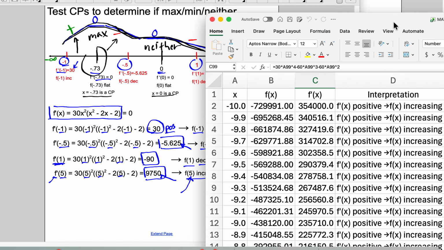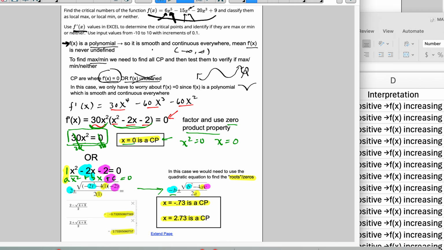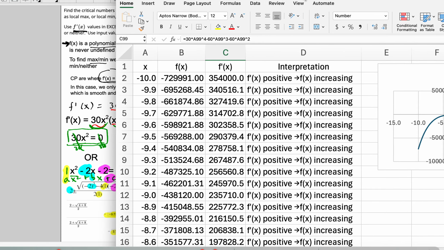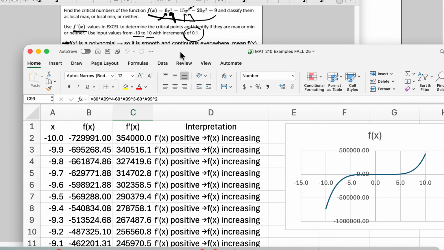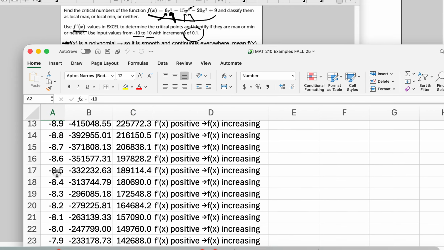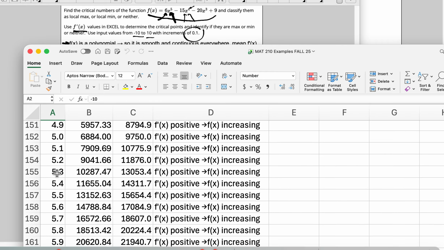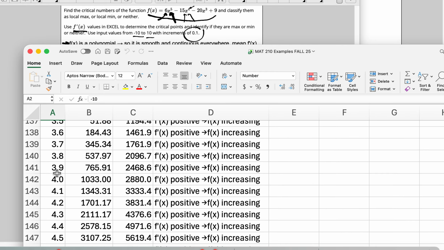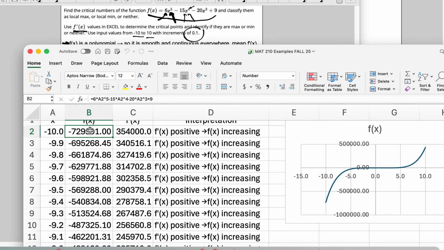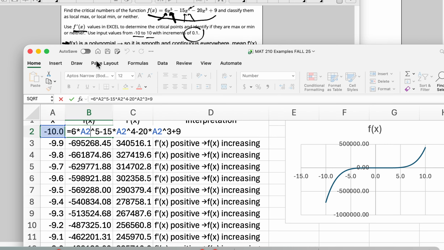Okay, so I have this all put into Excel, right? It wanted me to start between -10 and +10 and use increments of 0.1. So let's pull this up. I've got this in here. I have my inputs going from -10 all the way up to +10. I put in my f of x function, 6x to the 5th minus 15x to the 4th minus 20x cubed plus 9.